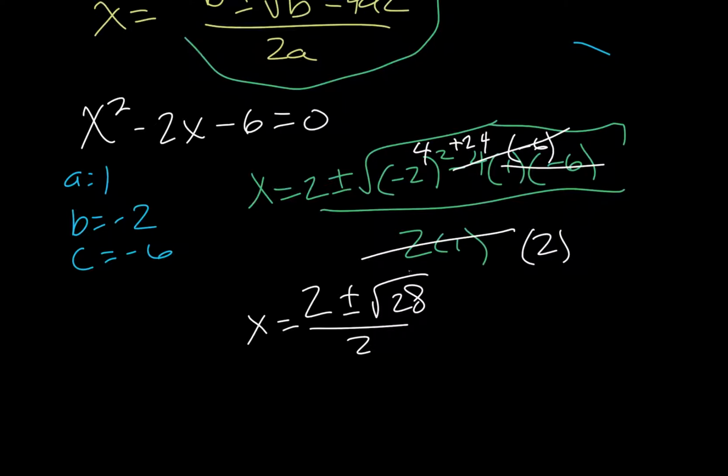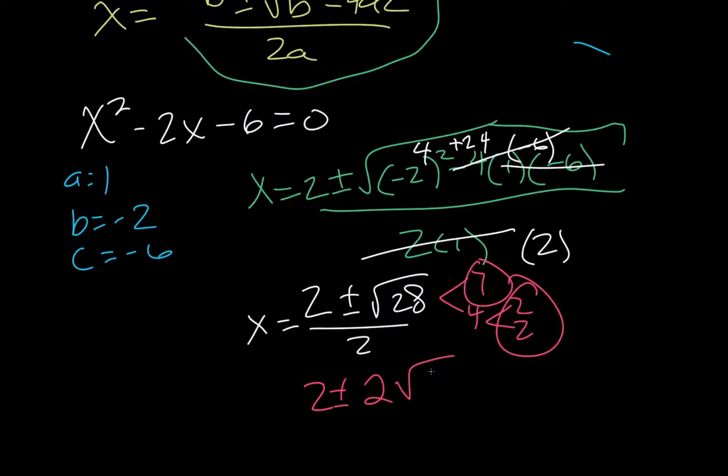Now, we need to look at this 28. So that's going to be 4 times 7, and then 4 is 2 times 2. So we have a pair of 2's and a single 7. So we can rewrite this as 2 plus or minus 2, because we took out the 2's, square root of 7, all over 2.